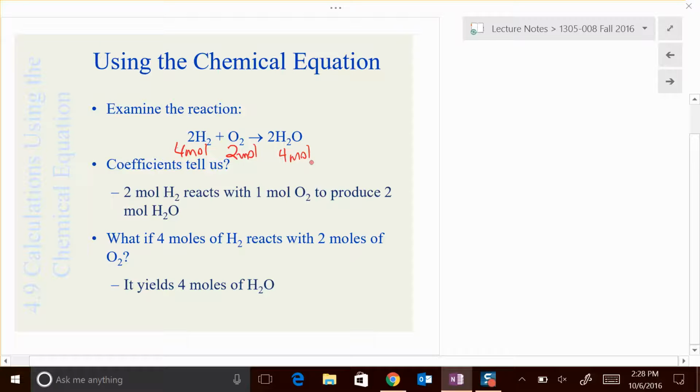Right? What if it was 0.87 moles of H2? How much water would I make? Good. What is it? He was right. Okay, let me ask the question again. Is everybody listening? Okay, so if I have 0.87 moles of hydrogen, H2, how many moles of water will be produced?